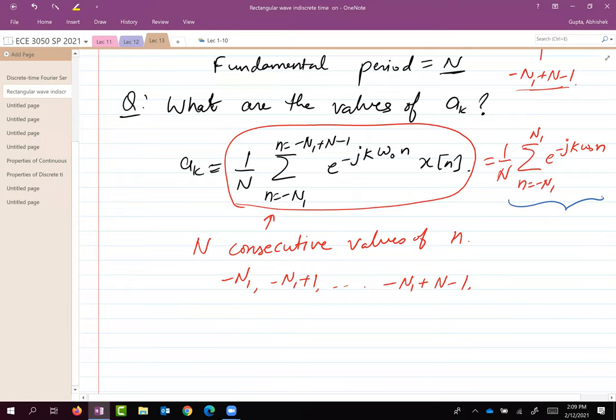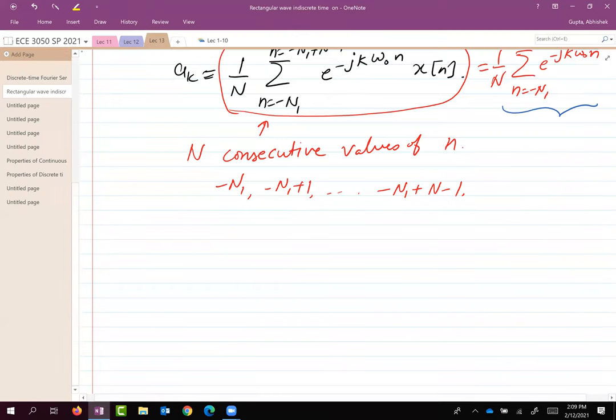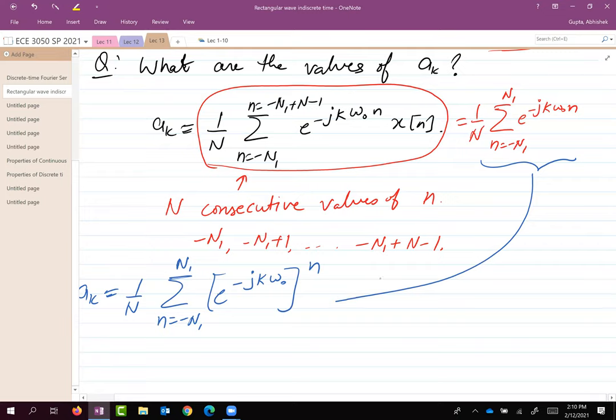So now the question is, what's this value equal to? What do you think we can use, something that you know of, that we could use to evaluate this summation? What should we do? Integrate? Well, this is a summation, so there's no integration involved here. What else can we do? Okay, let me rewrite it. I'll wait for everyone to think about it. So I have written a_k equals 1 over capital N summation of e raised to minus jk omega naught raised to n. Okay, so these two are the same.